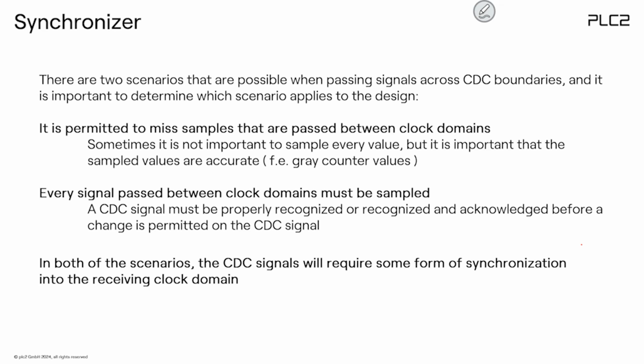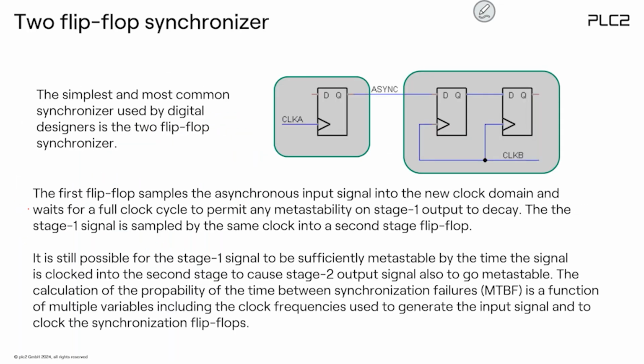Sometimes it's permitted to miss samples. If you pass a signal from one domain to another, it's permitted to miss samples, for example if you're just sampling status information. Sometimes every signal which is passed should be taken. So there are two different kinds of situation: it's permitted to miss it, or it's not. Depending on the situation, we have different types of how I should perform the synchronization.